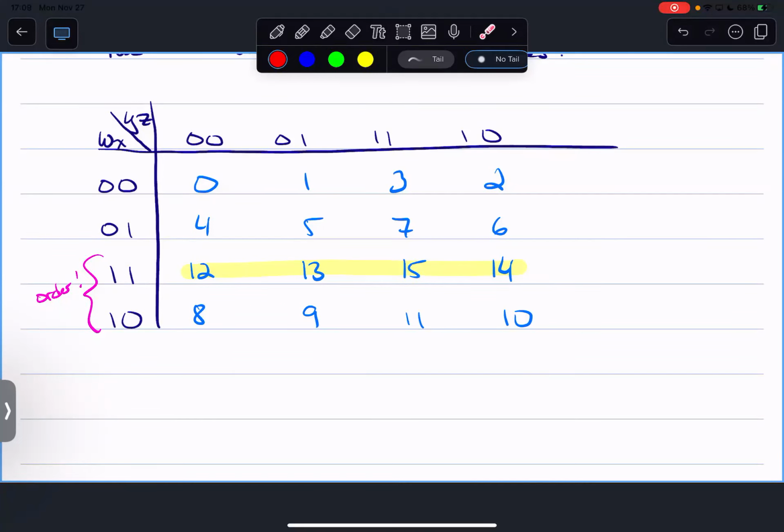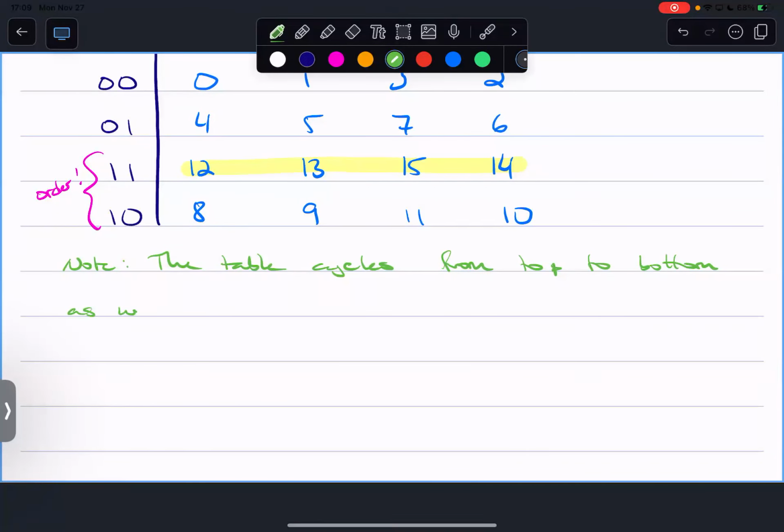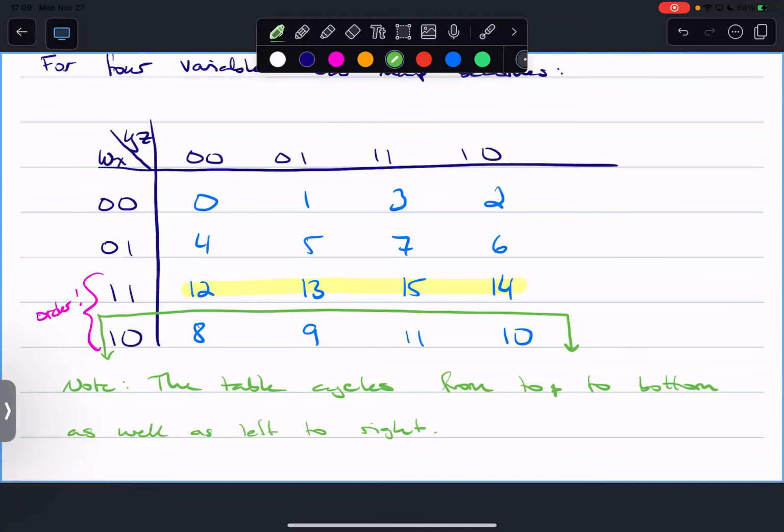So now, note the table cycles from top to bottom, or some version of that, as well as left to right. So when you're looking for groups, right, your groups can go like this or like this.